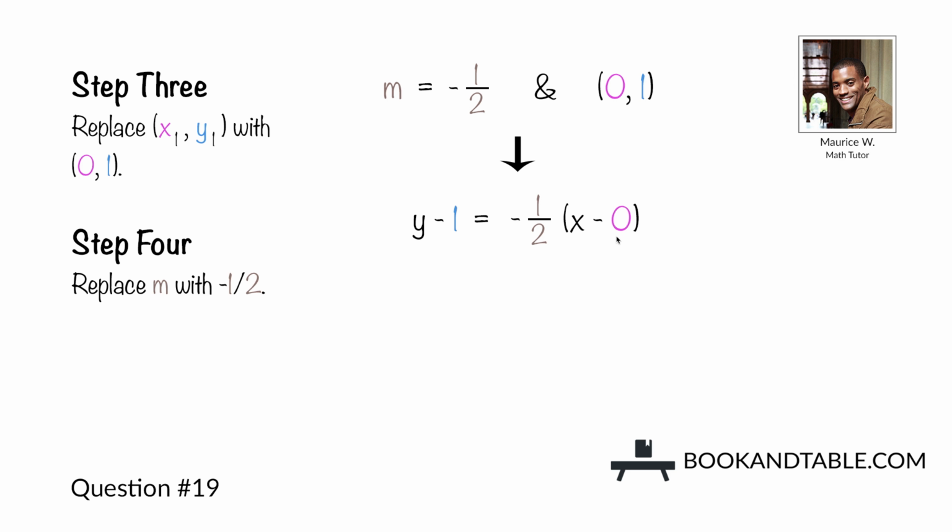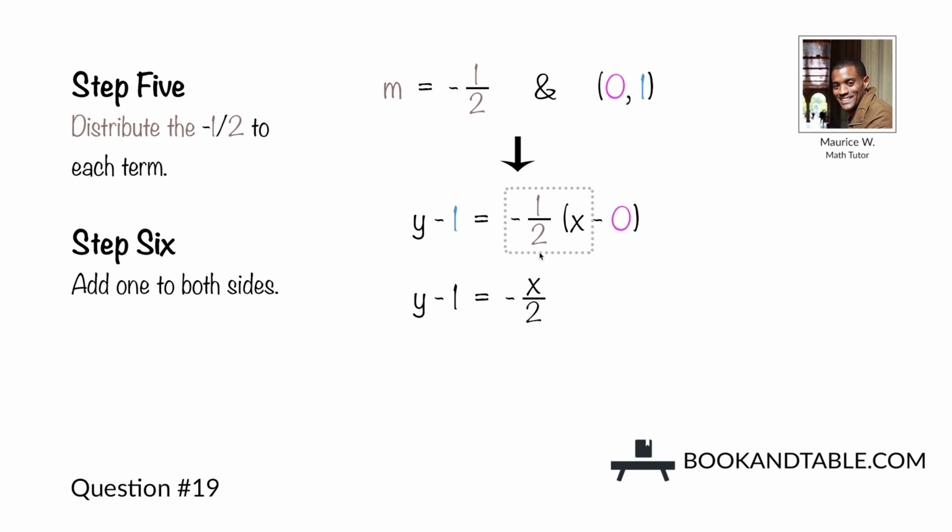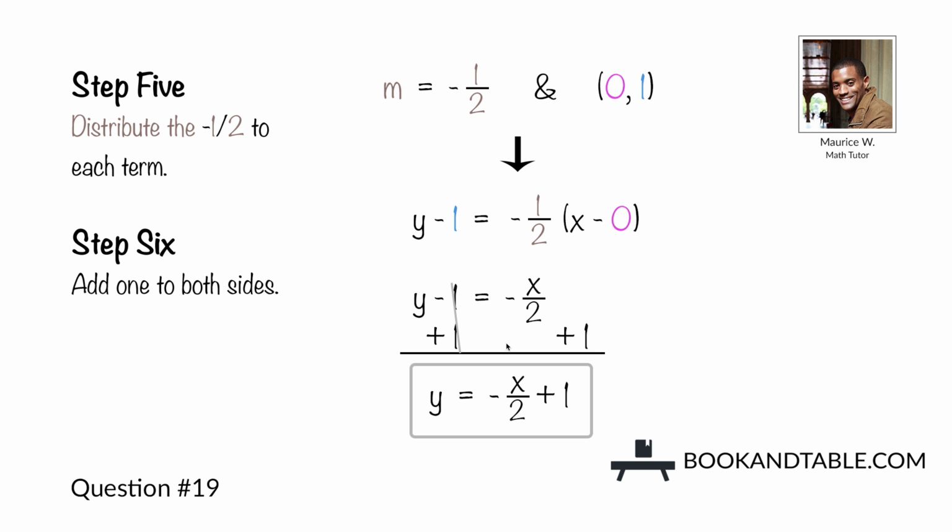Now we have the information we need to figure out the equation of this line. So step 5, we'll distribute this negative 1/2 to each term in here. Negative 1/2 times 0 is 0, so we won't need to do that. But negative 1/2 times x is negative x over 2. 1 times x will give us x in the numerator. So now we have y minus 1 is equal to negative x over 2. So to isolate y, we want to add 1 to both sides. So we see the perpendicular line we are looking for is y is equal to negative x over 2 plus 1.